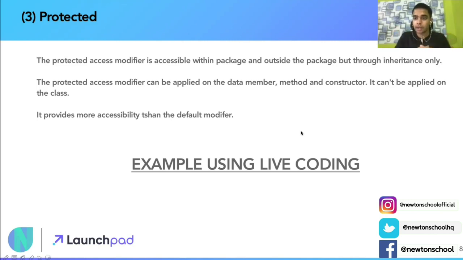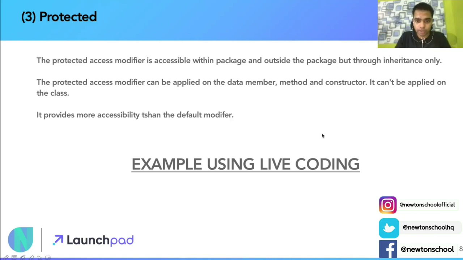So basically, a class cannot be protected, a data member can be protected, a method can be protected, a constructor can be protected, but a class can never be protected. What is the use case of a protected method? It provides you more accessibility than the default modifier. Let's see this with an example.